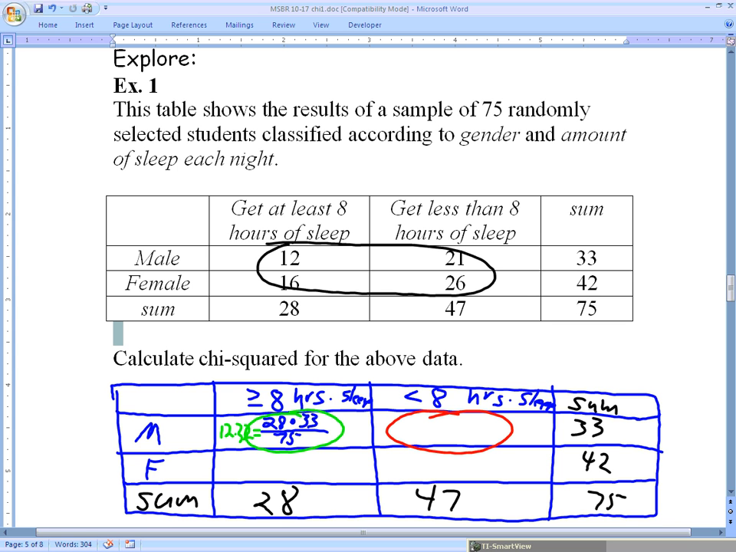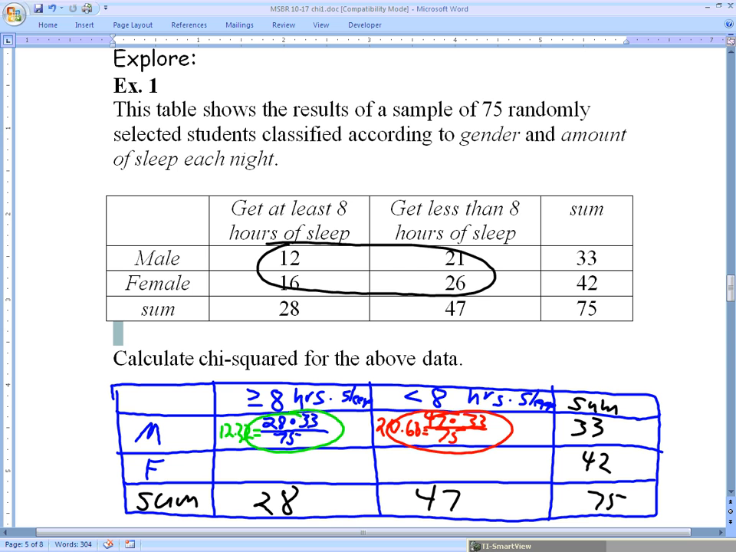Well, we take the sum from the male row again, which was 33. Doesn't matter which order you do these in, multiplying goes in either order, commutative property. And then we take the total from that column, which was 47. We multiply those together, and again, divide by the grand total of 75. And this time we get 20.68.